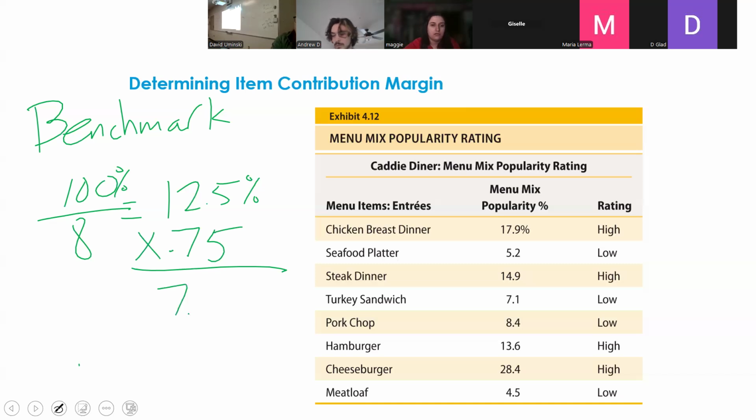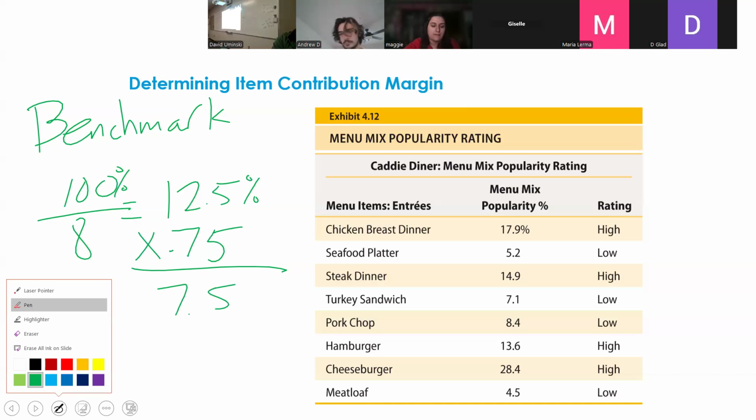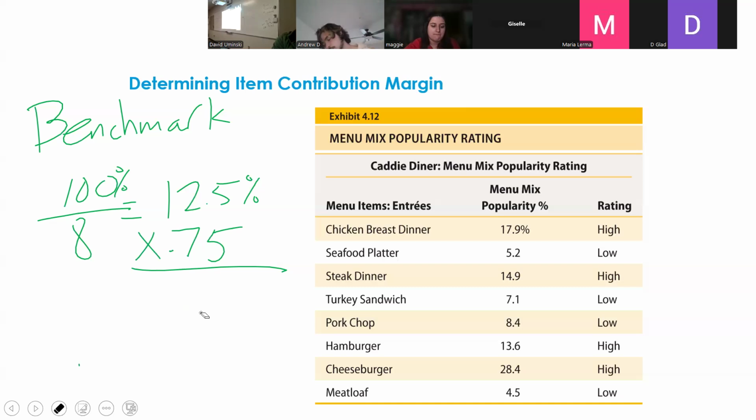7.5? Do we all agree? Wait, no, I meant 93.75. 9.3? Yeah, 9.375. Yes, sir. So we'll say 9.4. Okay, so let's say 9.4%. That is my benchmark.